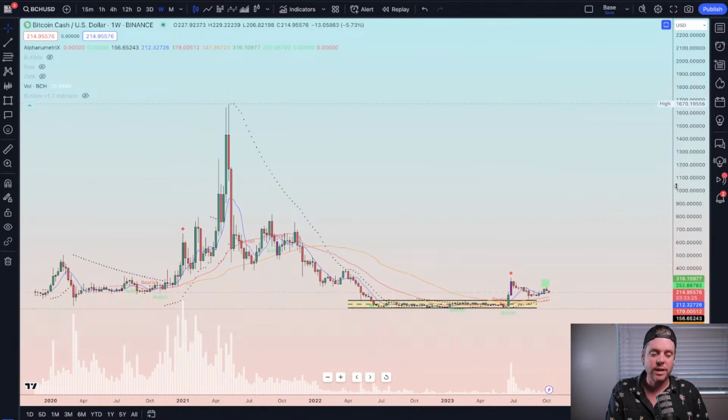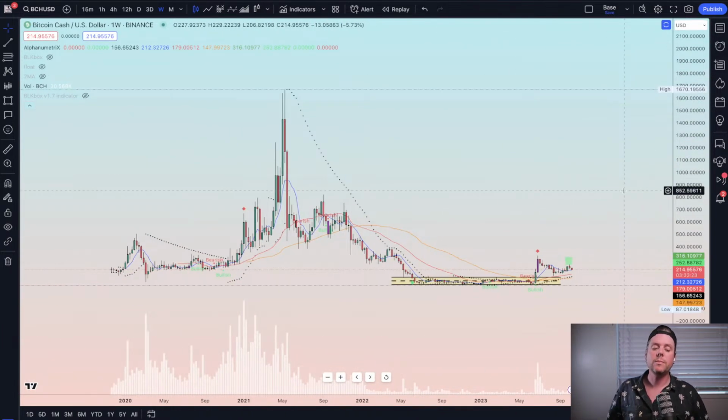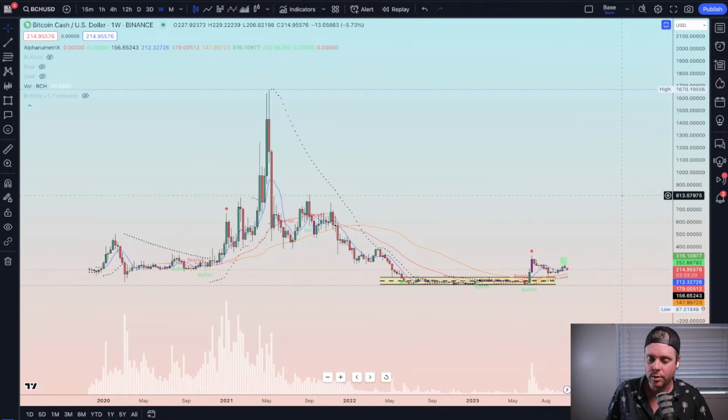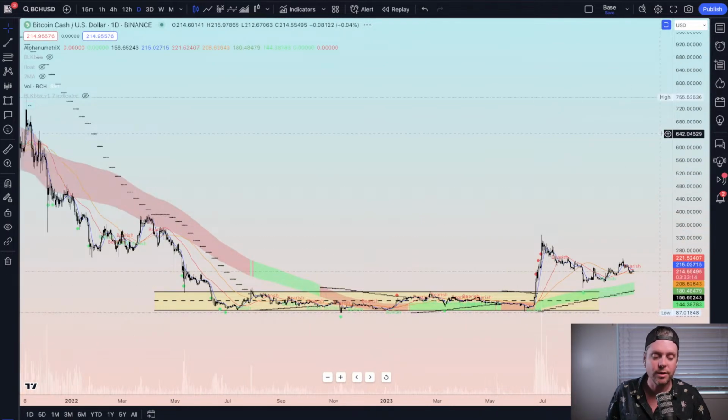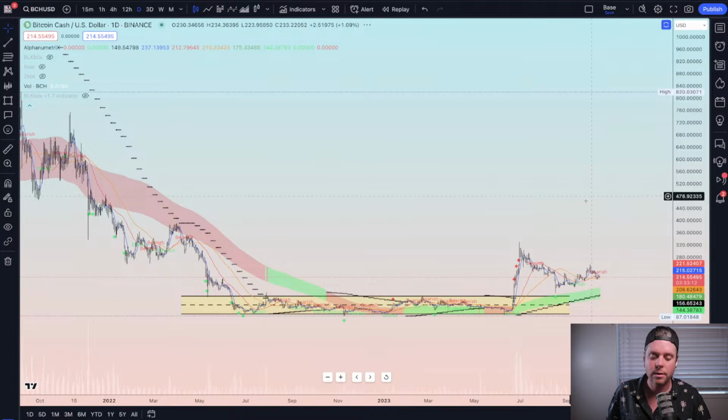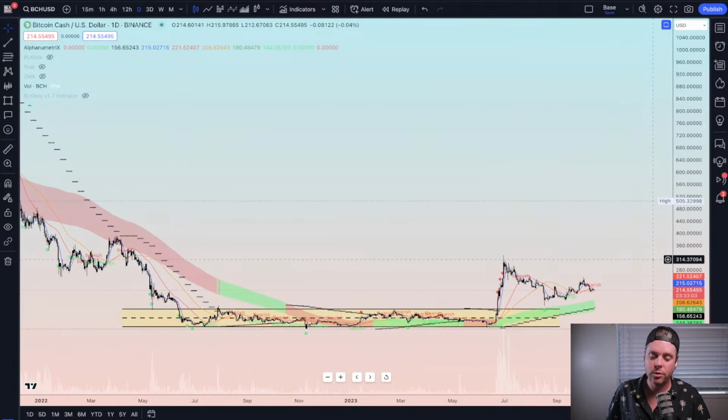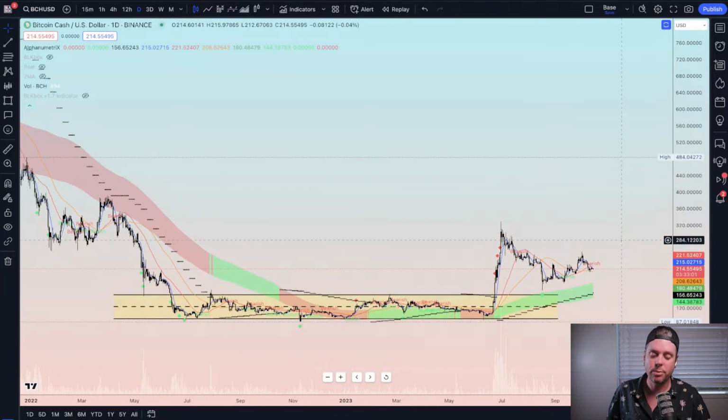Okay, Bitcoin Cash. So we got a green signal here on Bitcoin Cash. We got a buy signal. Let's go down to the daily. Basically, when we popped above this level back in June, we flipped this to a bullish stance. This is one of the very few coins that actually has a bullish posture right now.